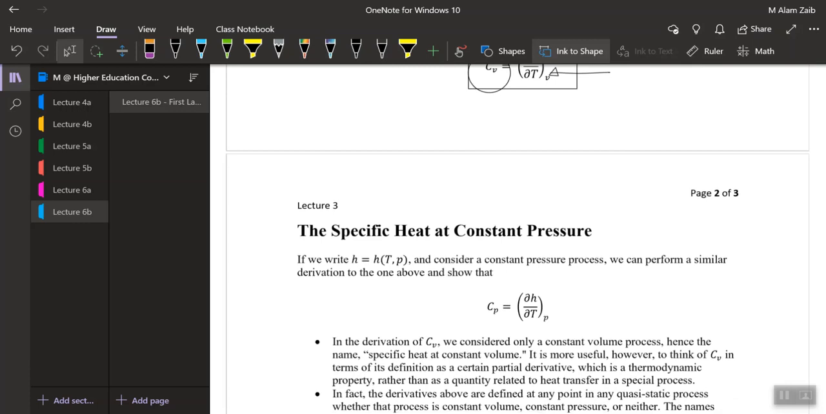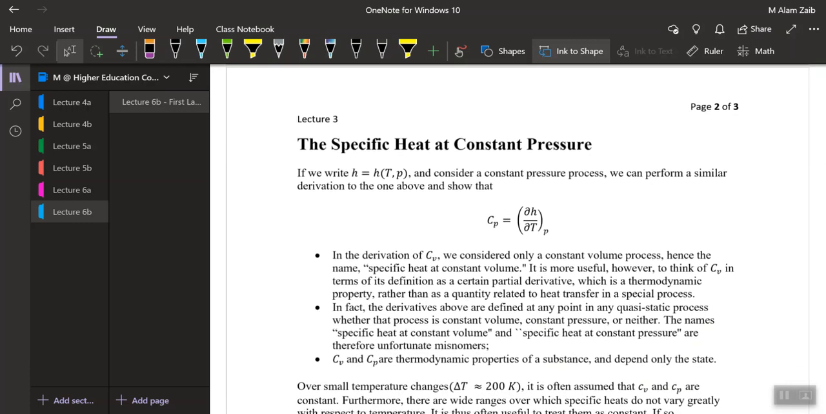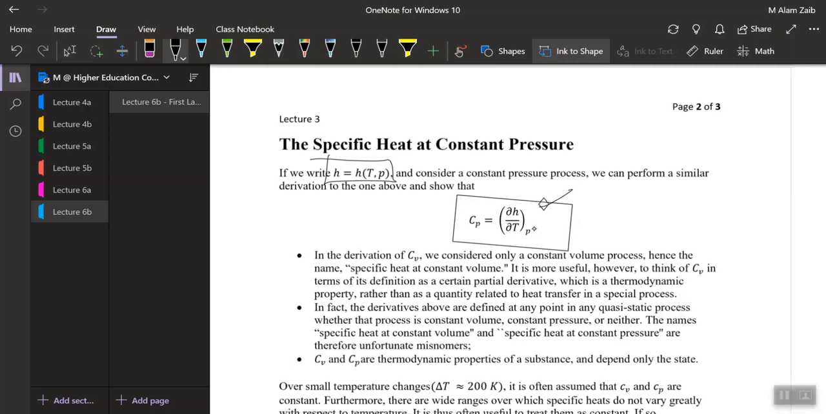Specific heat at a constant pressure process. Using the enthalpy H as a function of temperature and using similar steps, you can define Cp is equal to dH by dT at a constant pressure process. Again, H is a state function. Again, T is a state function. So again, we say a partial derivative of a state function with respect to another state function. So that means Cp is again a state function.